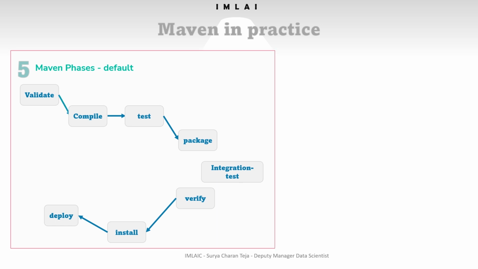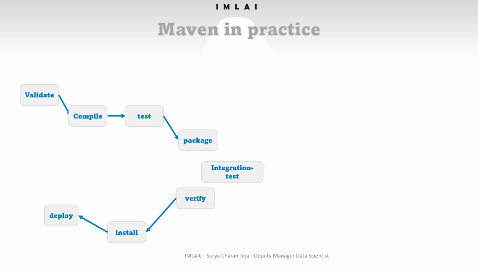It executes validate first, then it will execute compile, then it will execute test, then after that a package will be executed. So when you call a package, all phases up until that phase will be executed. Once it's executed, you can do the testing also, that we have discussed in our previous slide.